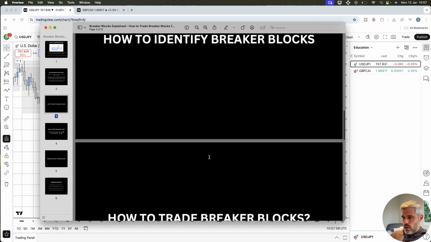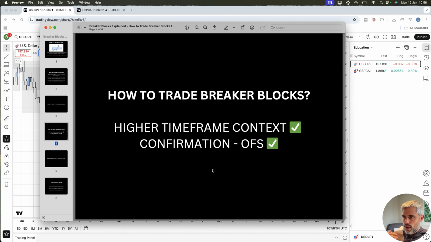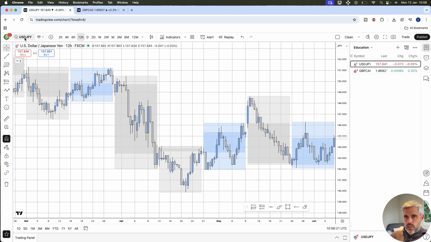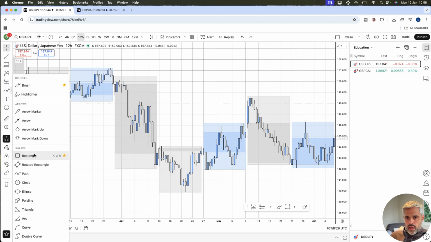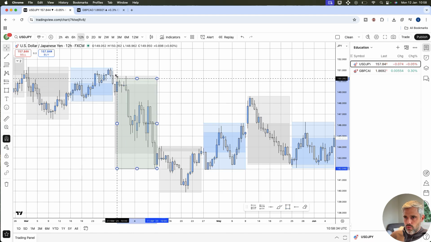So that's how to identify breaker blocks. And importantly, we now want to understand how to actually trade breaker blocks. And as always, you need that higher time frame context, you need confirmation, and in a lot of areas you also need order flow to ensure that you're getting into trades and using breaker blocks in the right way. So if we just take this example here, USD JPY, and we just talk more about what's happening here. Here we're looking at a 2-week candle on the higher time frame right here.